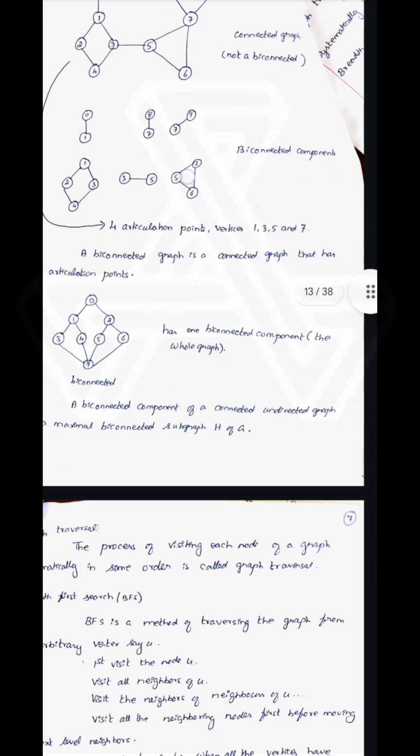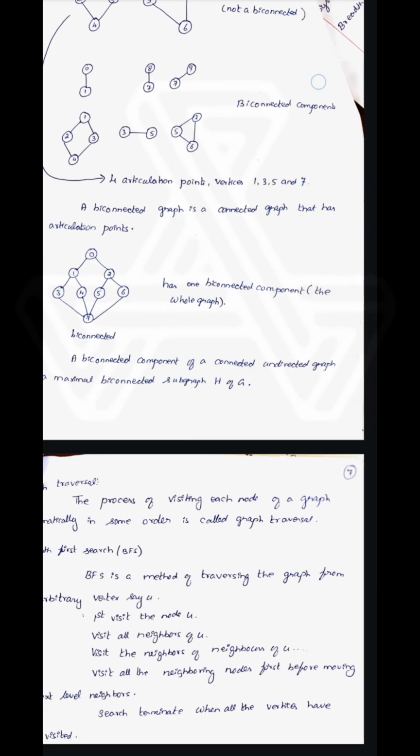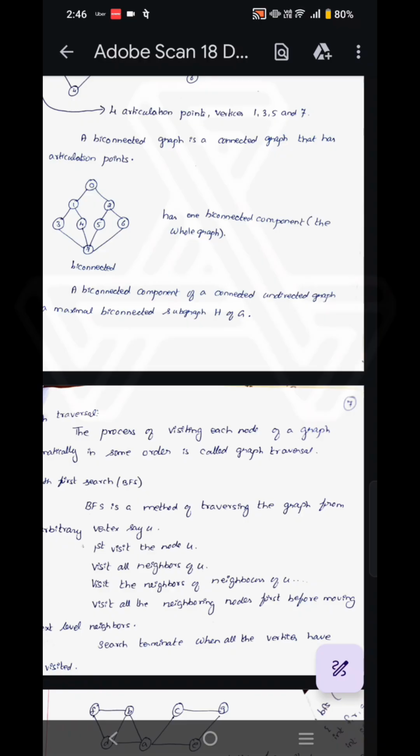A connected graph but not biconnected has 4 articulation points, vertices 1, 3, 5, 7. A biconnected graph is a connected graph that has no articulation points. A biconnected component of a connected undirected graph G is a maximal biconnected subgraph H of G.